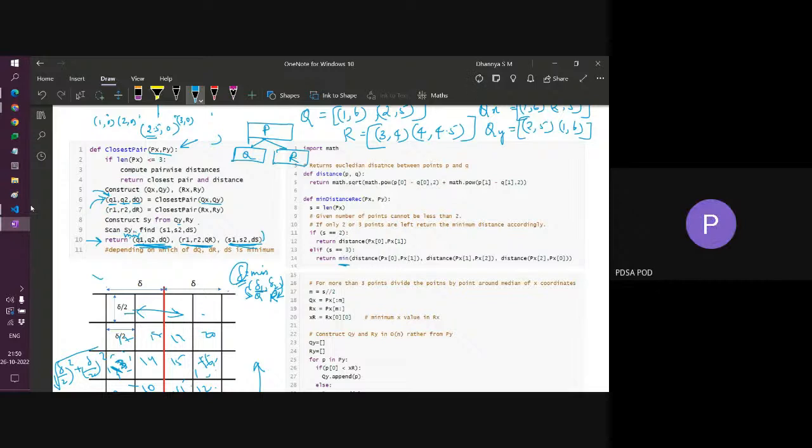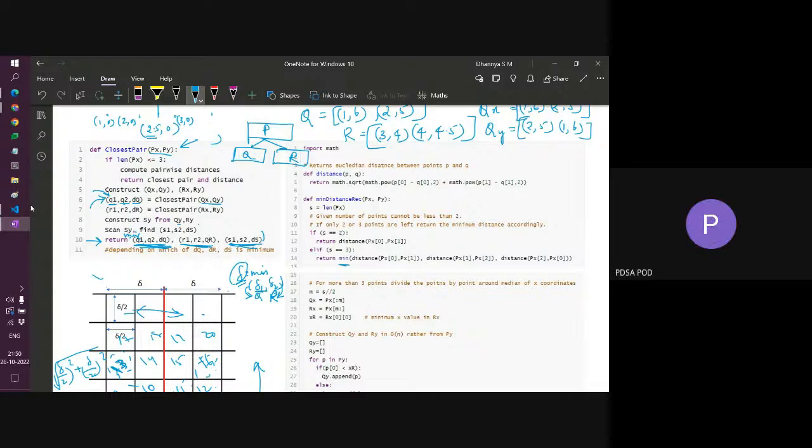Correct. So, ma'am, here in this closest pair QX and QY, you mean Q is divided into two partitions, QX and QY? No, so again, you're getting it wrong. QX and QY are not partitioned, right? Okay. So Q1 and Q2 are in QX, QY, and DQ is the smallest distance between them.